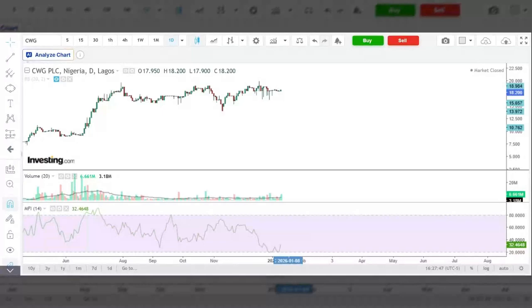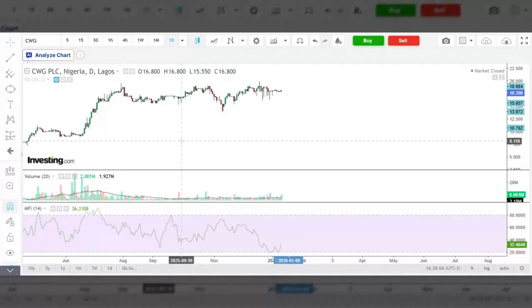I just want to briefly share my screen. I was doing an analysis on CWG on the Nigerian stock exchange market. Okay, so first of all, I'll just say, why did I choose CWG?